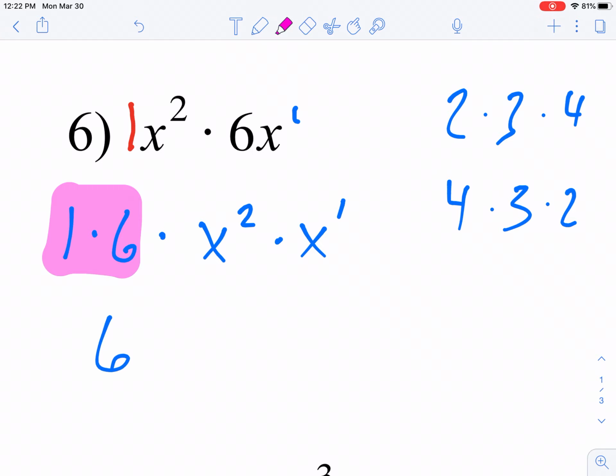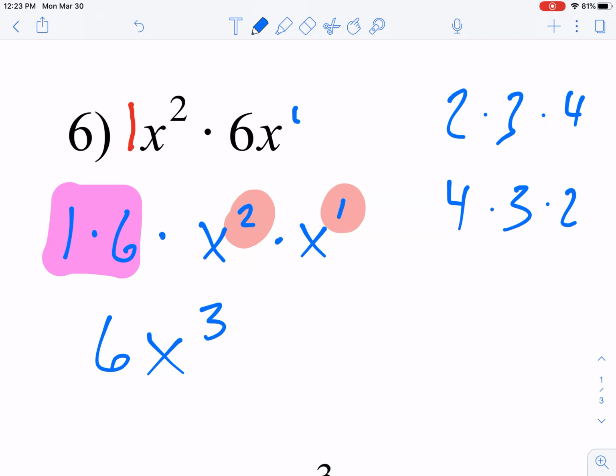So 1 times 6 is simply 6. And then we can go back to saying, all right, well, the exponents are 2 and 3. So x goes beside there. 2 plus 1 is 3. So 6x to the third. Again, that's a very broken down explanation of this.